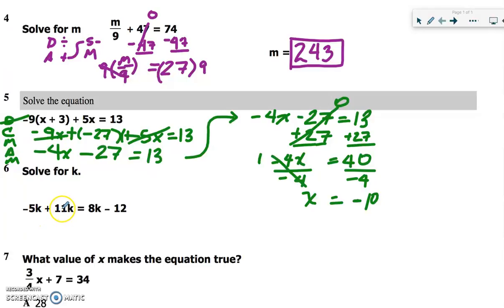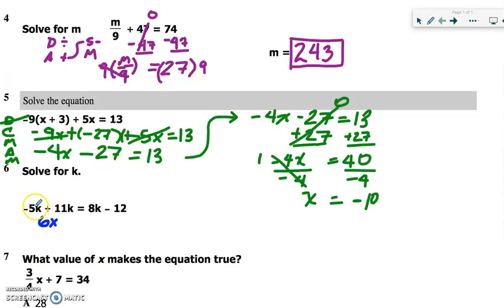You could look at this as 11k minus 5k. I would. And then I'd just say, oh, I know 11 minus 5 is 6. Add and subtract the coefficients. So I get 6k. Or, if you didn't see it right away, then sing the song.